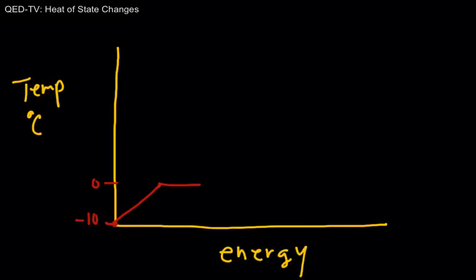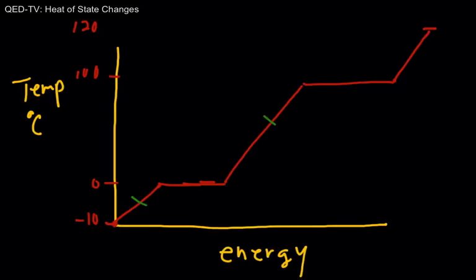And then, of course, we're going to have to melt it. Let's just melt it all the way over. And then let's warm that up to 100. And then we're going to boil it. And then we're going to heat it on up to, let's say, 120. Okay, so we have several mcΔTs that we're going to use. We'd use mcΔT here, here, and here.